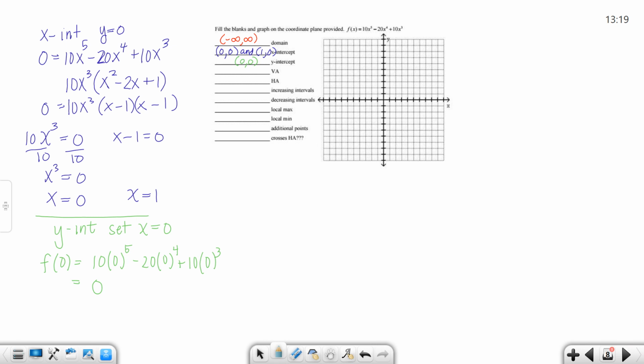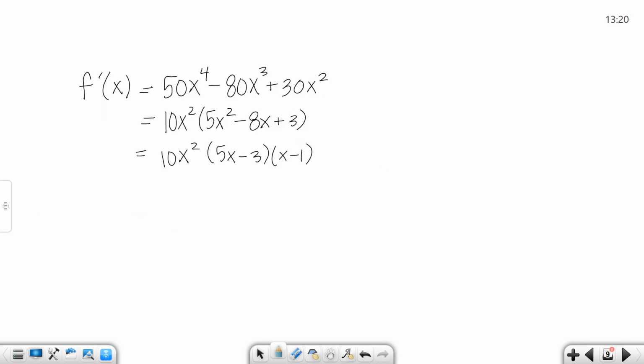My vertical asymptote, remember you set your denominator equal to 0. There's no vertical asymptote since there's no denominator. Your horizontal asymptote deals with powers. Obviously, the highest power is on the top since that's your only power. So, since the highest power is on the top, that rule is when your highest power is on the top, there is no horizontal asymptote. So that moves us on along to increasing intervals.